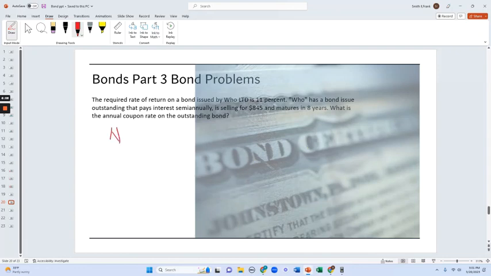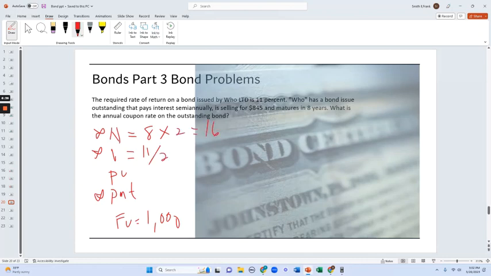So you have the N, the I, the PV, the payment, and the future value. We know that the future value for corporate bonds is $1,000. Required rate of return is 11%. It matures in 8 years, but is paying semi-annual, so we know these three will be different again. This will be times 2 because there are more semi-annual periods. There's 16 semi-annual periods. This will be divided by 2 because they'll expect half as much a year.